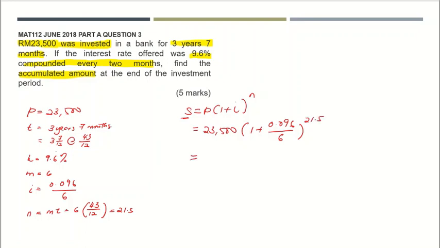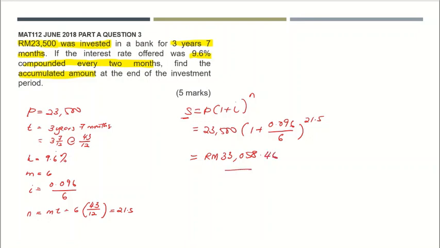So calculating this value, 0.096 divided by 6, you get 0.016, and then plus 1, you get 1.016. Then this value in the bracket you take to the power of 21.5, so you get the value to be 1.4067, and then you multiply with the P, 23,500. So the answer that you get here will be RM33,058.46.